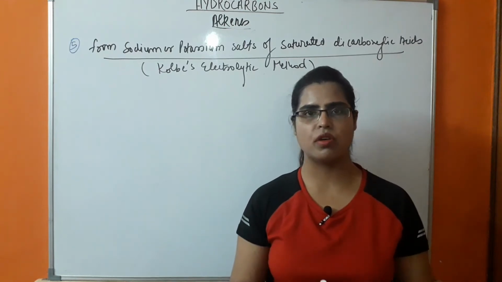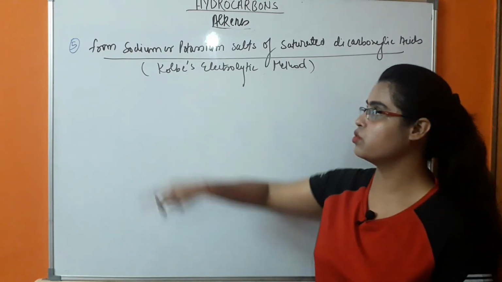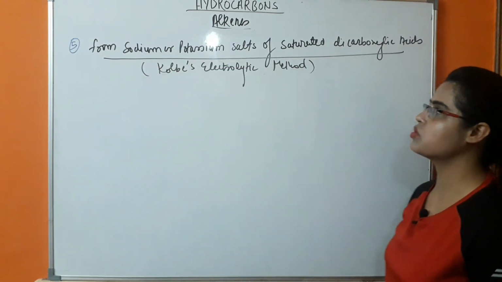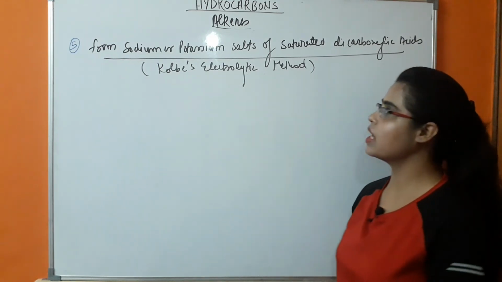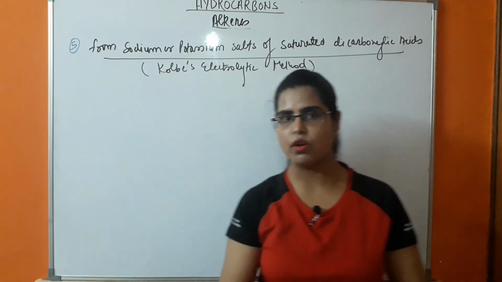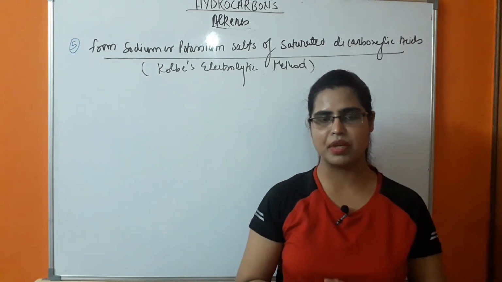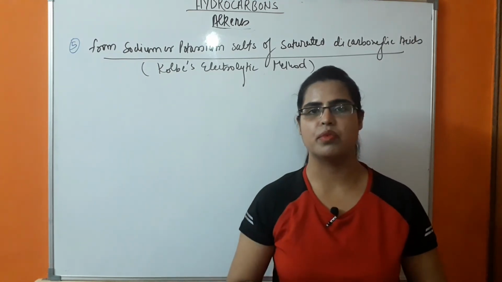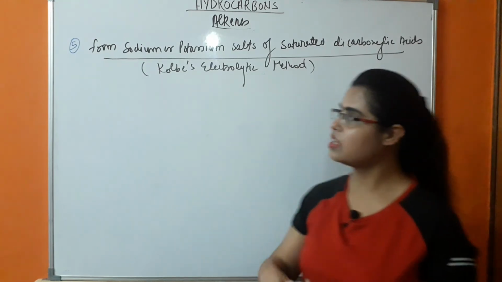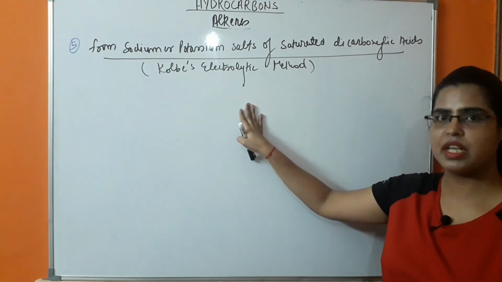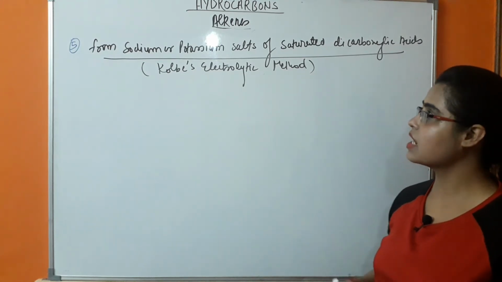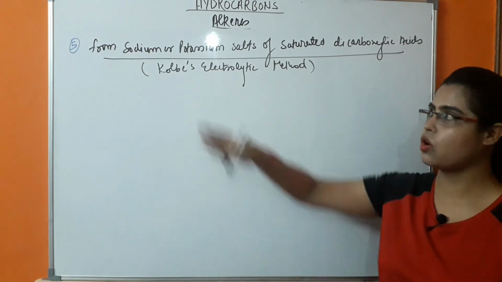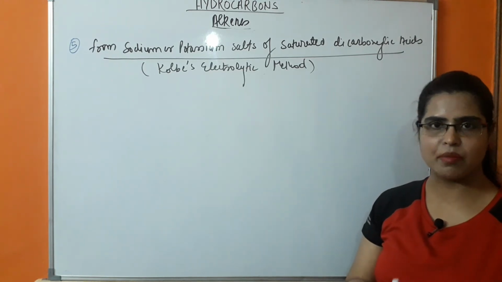So next, preparation of alkene will be done by using the sodium or potassium salt of saturated dicarboxylic acid. This is the Kolbe electrolytic method. We have also studied the Kolbe electrolytic method in the preparation of alkane. Similarly, the preparation of alkene will also be done with this method. What will happen in this case? In this case, a salt of dicarboxylic acid will be taken.